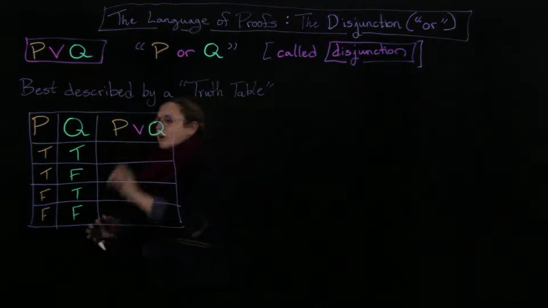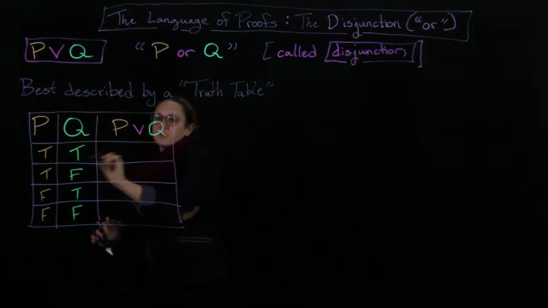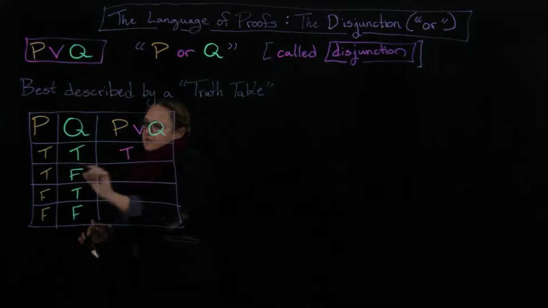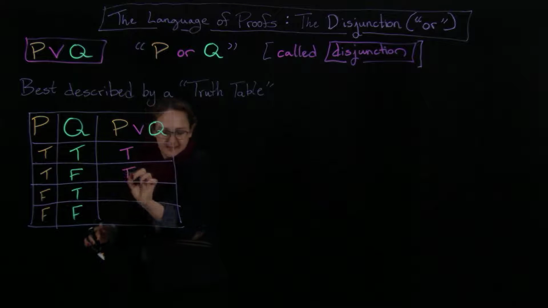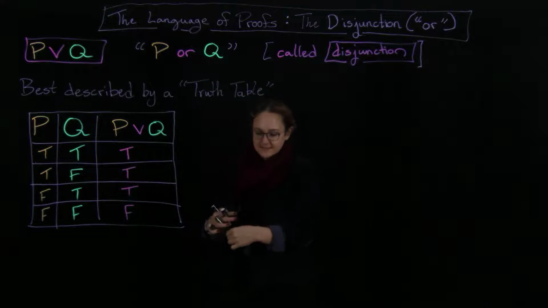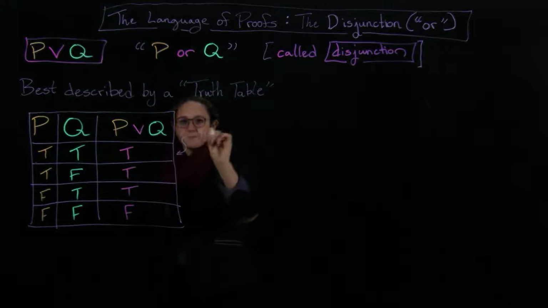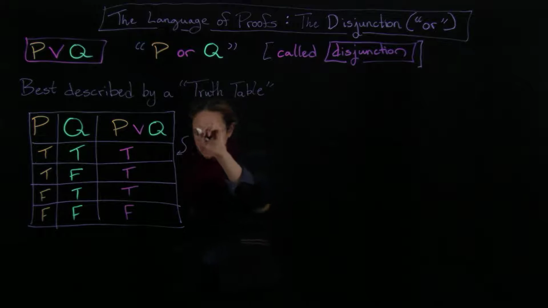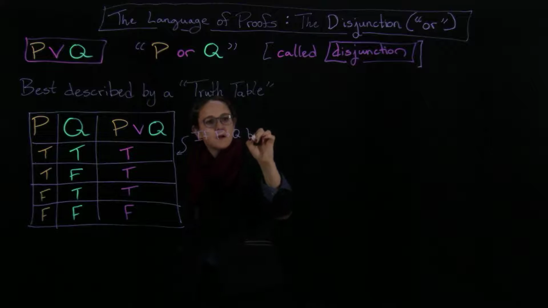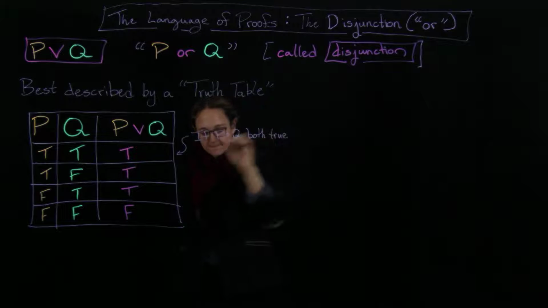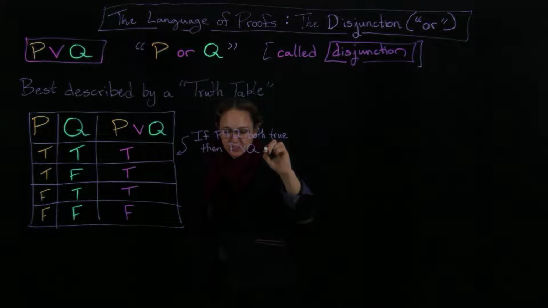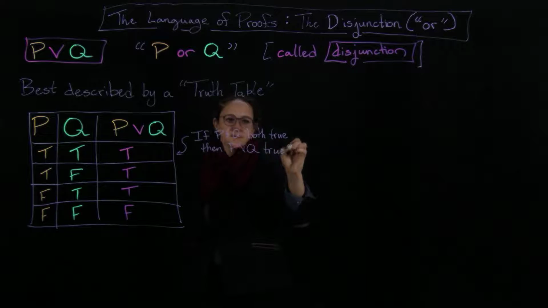And what we're going to get for our or statement, I'll write that in red. If they're both true, then P or Q is true. If one is true but the other is false, for both of these circumstances, again, we have true. If both are false, then we have false. So what does each of these lines mean? The first line really means if P and Q are both true, then their disjunction, P or Q, is true.